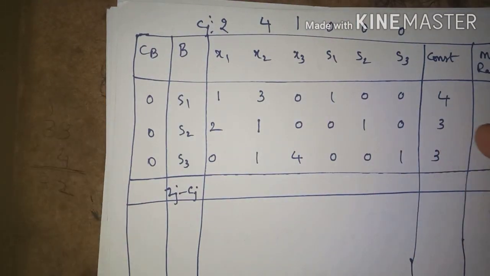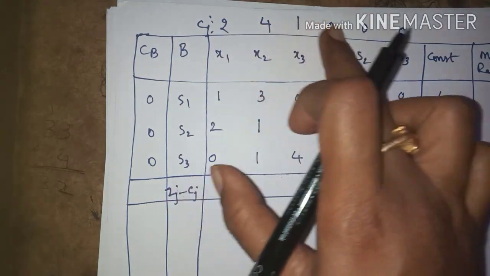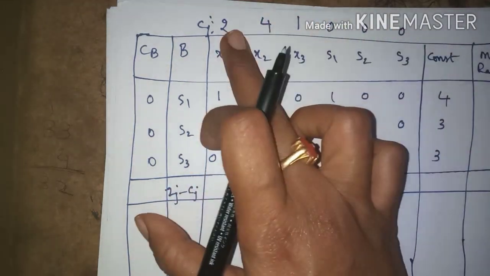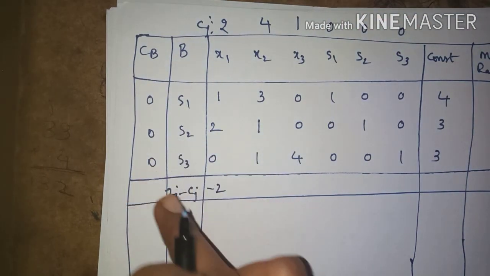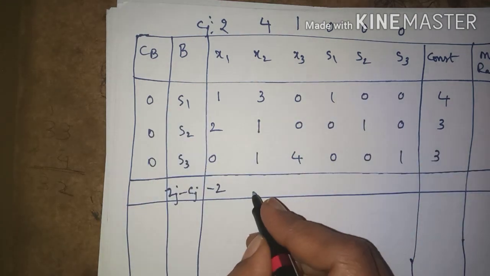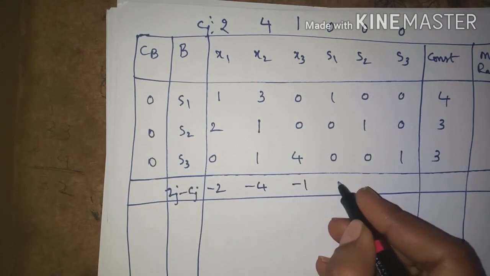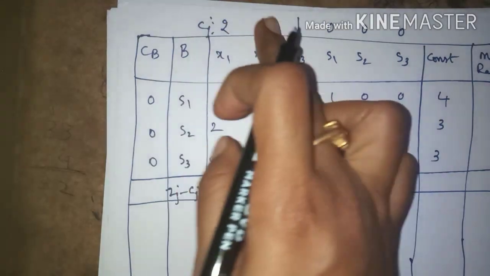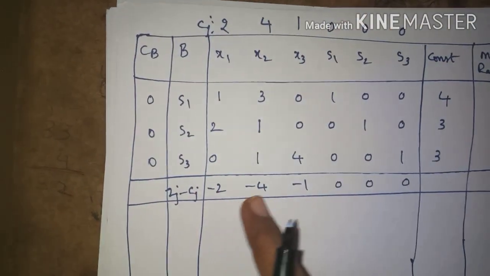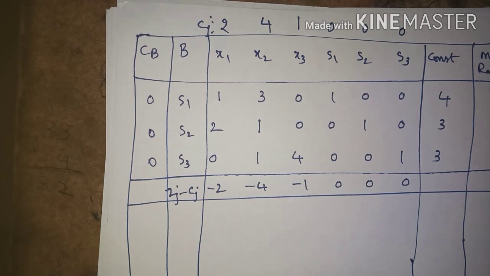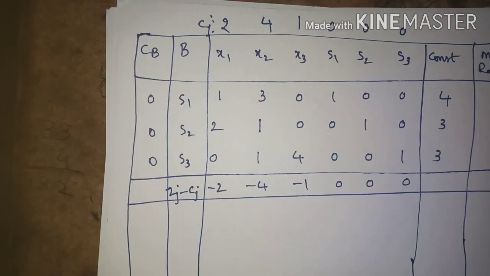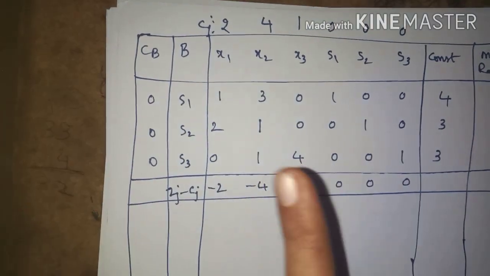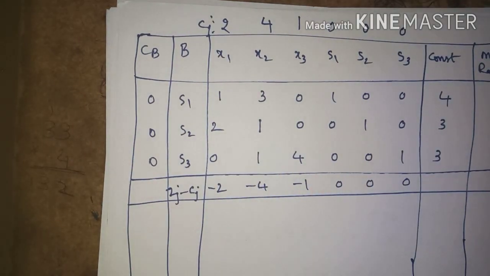Because this is the initial simplex table, whatever values are there in the objective function, quite opposite values only you will get here. Why? Because here 3 zeros occur, and 0 into anything is 0. That's why, now whatever the values are there, 2, 4, 1, we get minus 2, minus 4, minus 1, 0, 0, 0. But this is the initial simplex table. From the next iteration onwards, we have to calculate Zj minus Cj very carefully.